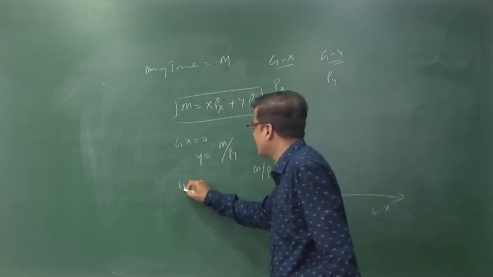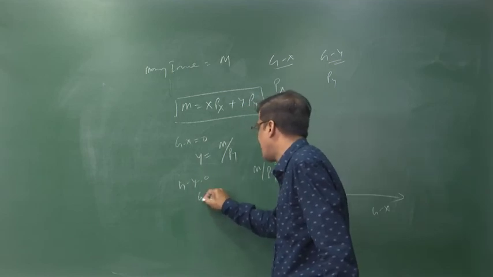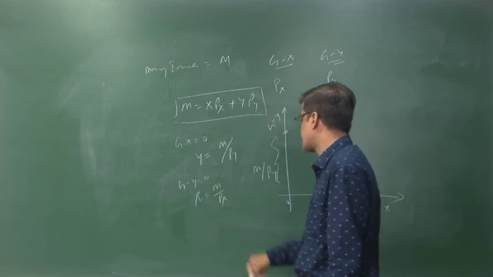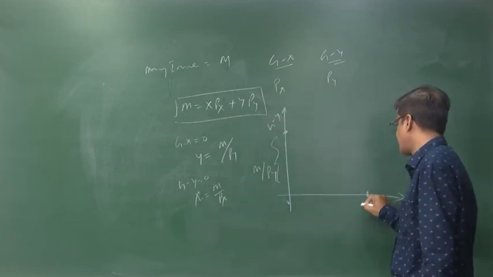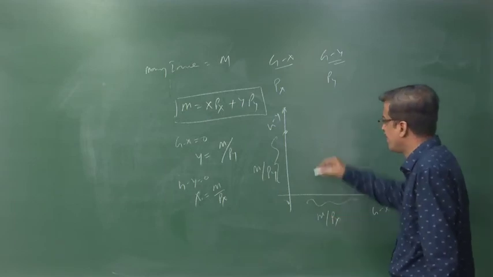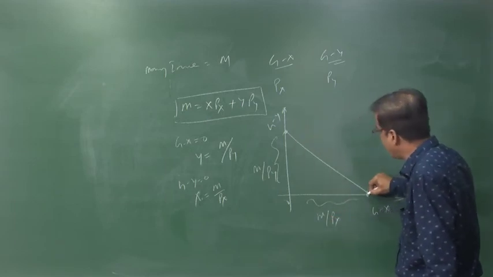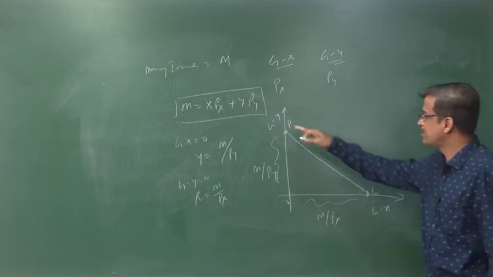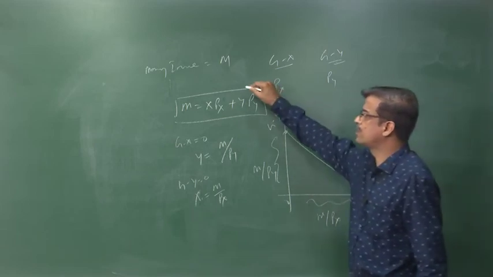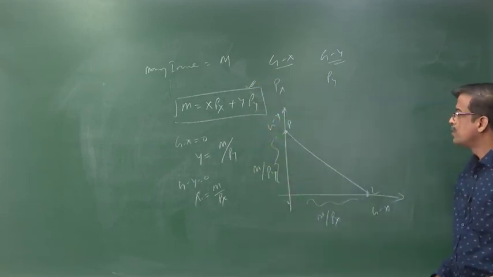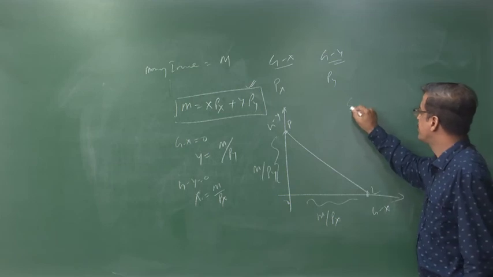Similarly, if you take good Y equals 0, then how much of good X is going to be consumed? Now X becomes M by PX. So this is the point, let us say this is M by PX. Now when we join these two points, we find the price line, that is called the PL, and this is the budget constraint and this is the equation of this particular budget constraint. Then what is the slope of the budget line?